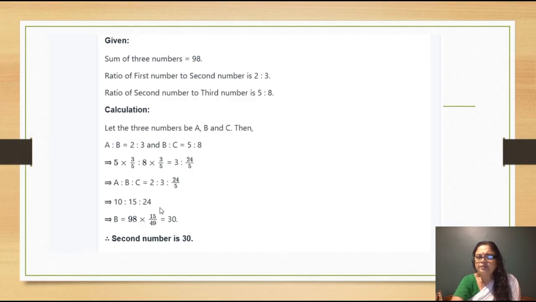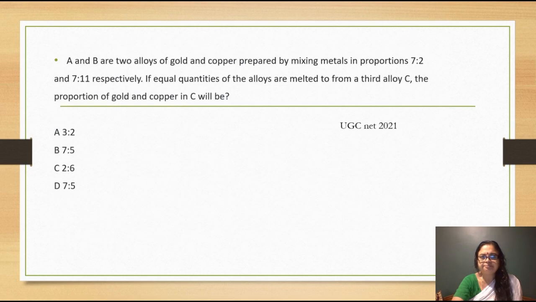In another manner we can do this: multiply the first ratio by 5 and the second ratio by 3, then also you get the ratio A is to B is to C as 10 is to 15 is to 24. So you need to find out the second number. The total is 98. 98 into 15 divided by 49, that will be 30. So the second number will be 30.